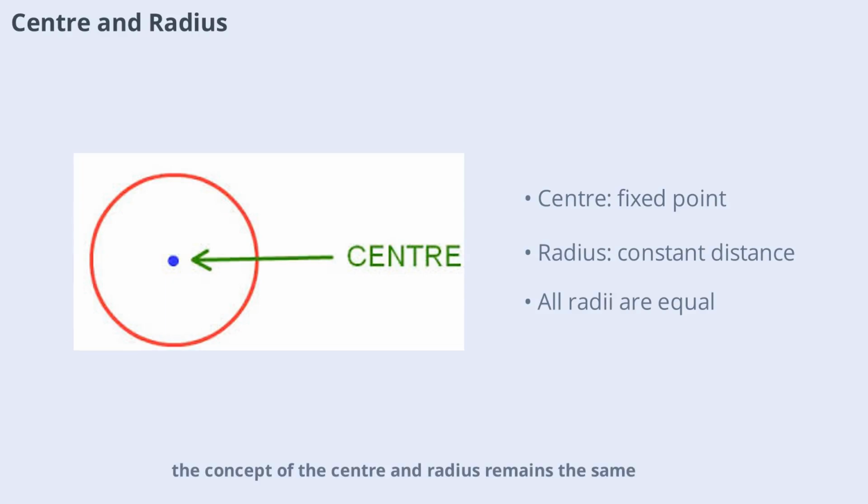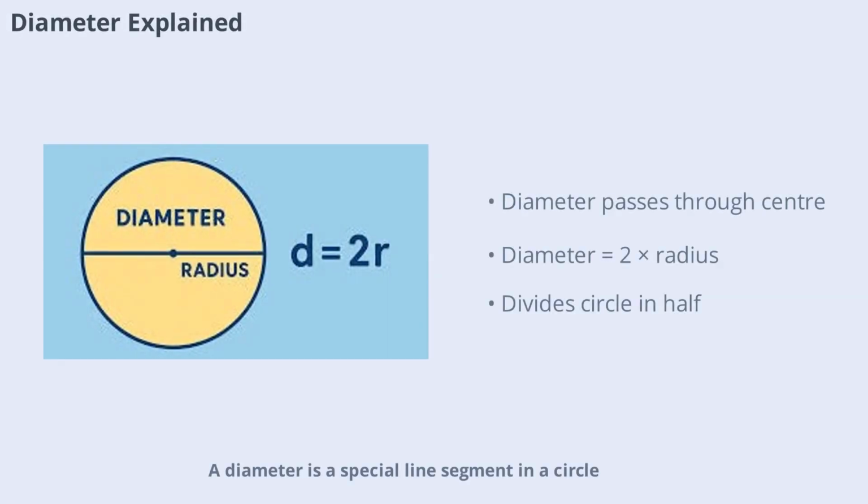radius remains the same. Diameter is a special line segment in a circle. It connects 2 points on the circle and passes through the center. The diameter is always twice as long as the radius, so if you know the radius, just double it to get the diameter. This property is useful in calculations and helps in dividing the circle into 2 equal halves, which we'll see later when discussing semicircles.